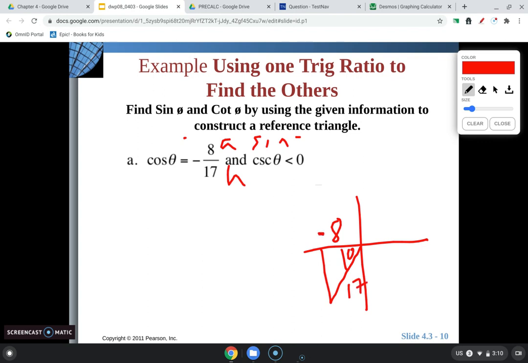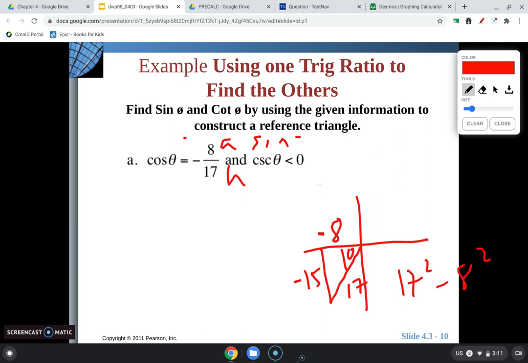Okay, that's -8 because one of them has to be negative, and the hypotenuse can never be negative, plus we're going to the left. All right, so now we've got to find our missing leg. So we're going to go 17 squared minus 8 squared. So 17 squared minus 8 squared is 225. Square root of that is 15. But then that would also be negative.